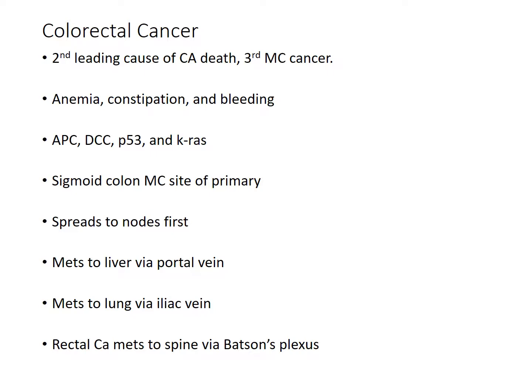Sigmoid colon is the most common site of a primary tumor. Colon cancer usually spreads to the nodes first. It mets to the liver via the portal system. It mets to the lung via your iliac vein. Rectal cancer can metastasize directly to the spine via Batson's plexus, which are valveless, which is what makes them unique.